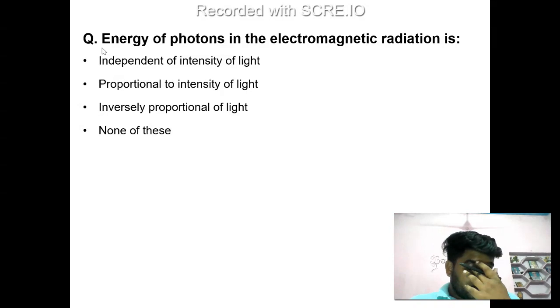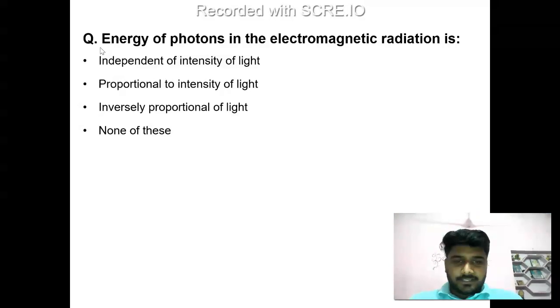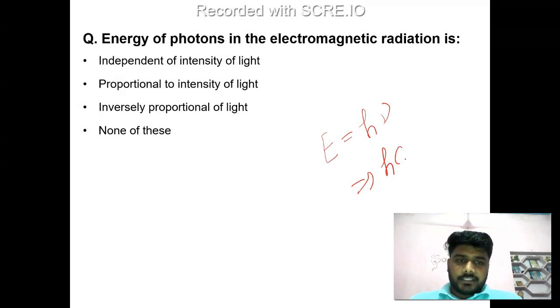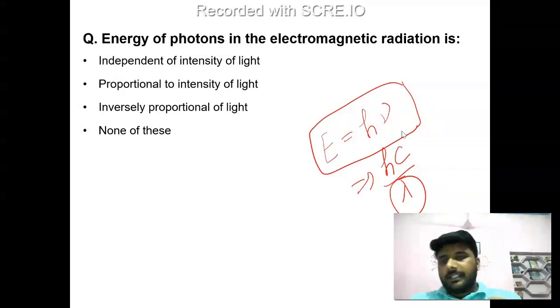Sometimes people are confused that if the light is brighter, then intensity will be high, right? If you see the expression of energy, E is equal to h nu, and you can further expand it like this. In this expression there is no intensity, so it is independent of the intensity of light.